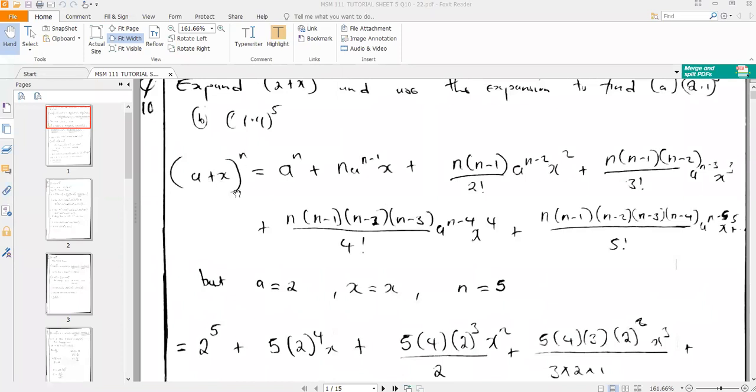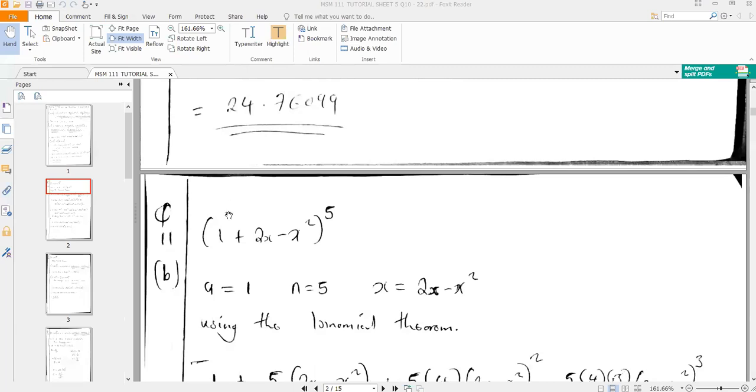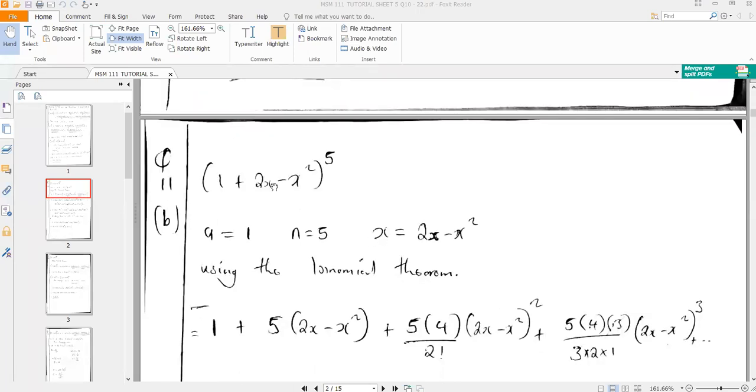So it's the one we're going to use here as well. So you know that our a here is 1, isn't it? Then our n is 5, right? Then what's our x? Our x in this case is 2x minus x squared. This whole thing here will be acting as our x. So now when you have managed to identify your x, your n, and your a, then your job is easy.